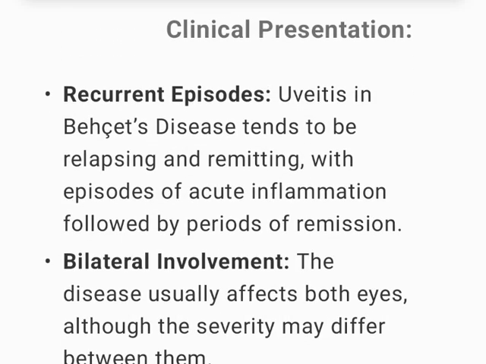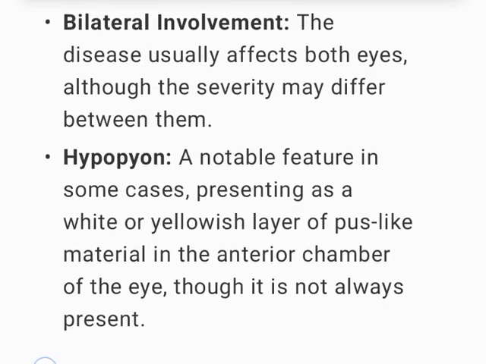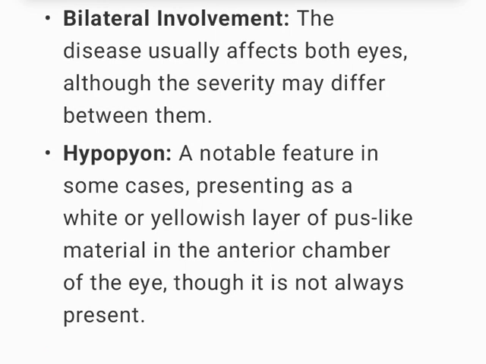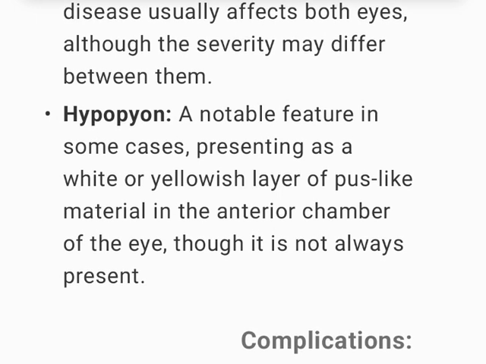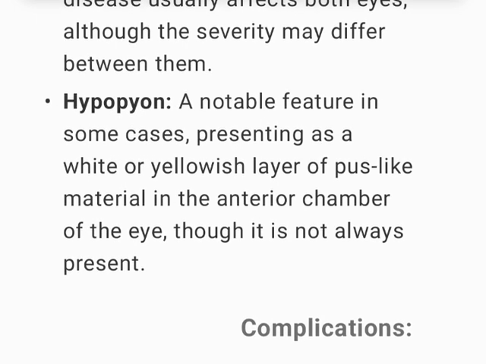Clinical presentation. Recurrent episodes. Uveitis in Behçet's disease tends to be relapsing and remitting, with episodes of acute inflammation followed by periods of remission. Bilateral involvement. The disease usually affects both eyes, although the severity may differ between them. Hypopyon. A notable feature in some cases, presenting as a white or yellowish layer of pus-like material in the anterior chamber of the eye, though it is not always present.